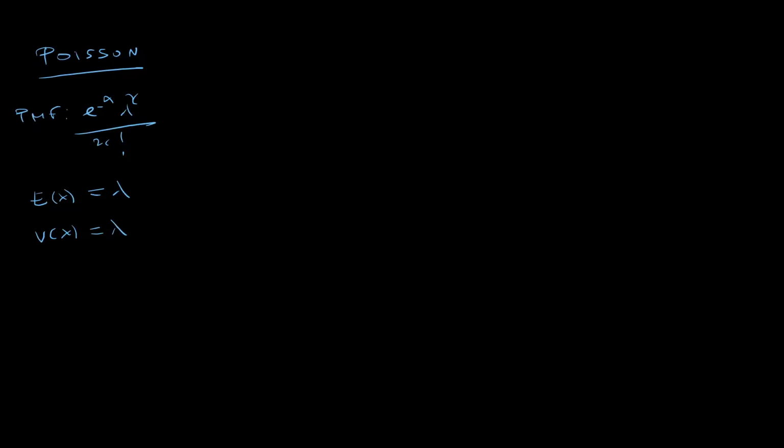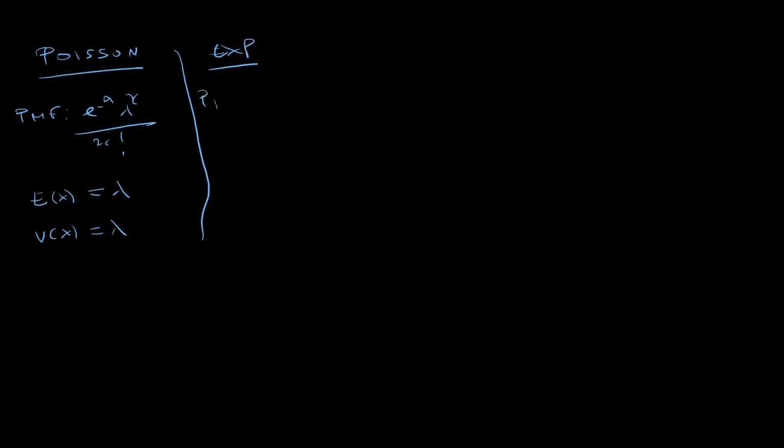In this video, we'll go through the main key points from each distribution. We'll start off with a Poisson, which we know is a discrete distribution, and its PMF is equal to the following: x factorial. The mean of a Poisson distribution is equal to lambda, and its variance is also equal to lambda.